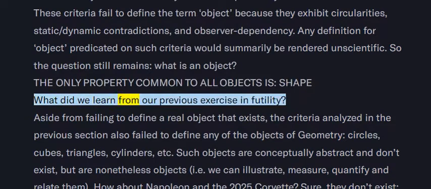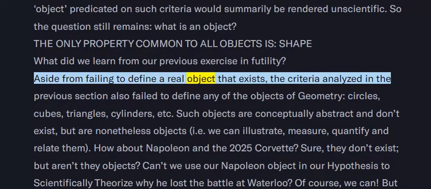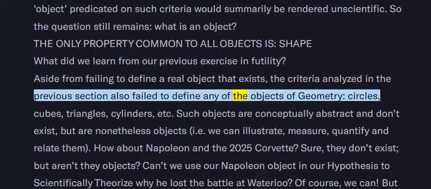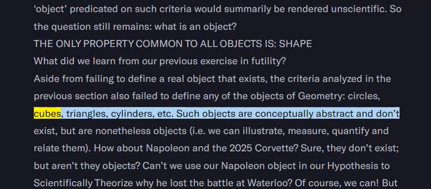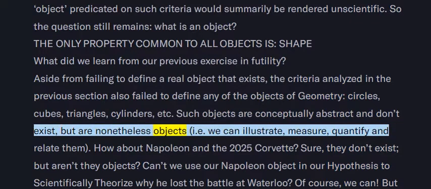What did we learn from our previous exercise in futility? Aside from failing to define a real object that exists, the criteria analyzed in the previous section also failed to define any of the objects of geometry, circles, cubes, triangles, cylinders, etc. Such objects are conceptually abstract and don't exist, but are nonetheless objects, i.e. we can illustrate, measure, quantify and relate them.